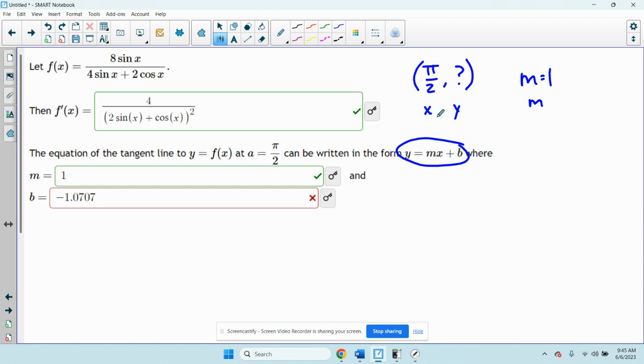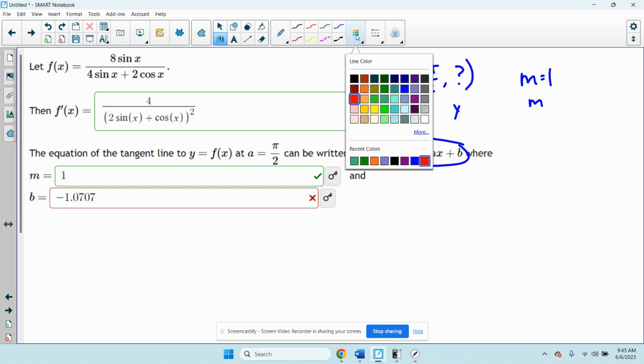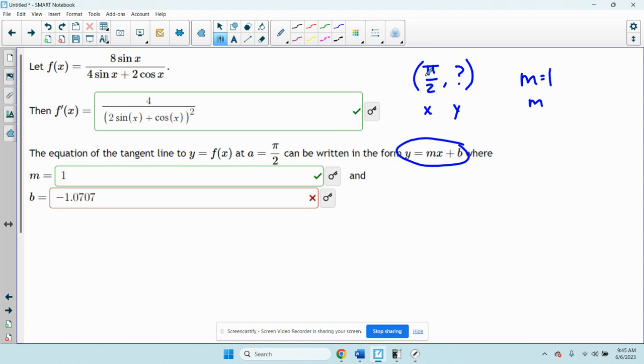So the first thing I need to do is figure out what y is. So I'm going to plug pi over 2 into the original f of x equals, I'm going to plug in pi over 2 in each of these. 8 times sine of pi over 2, I'll just write it out first, over 4 sine of pi over 2 plus 2 cosine pi over 2.